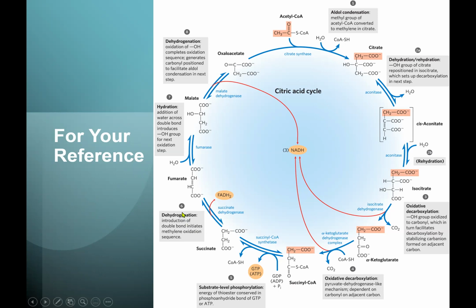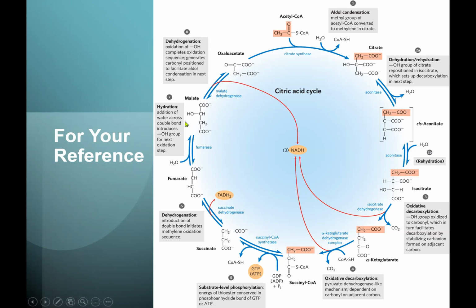We have another dehydrogenation or redox reaction where we generate our next reduced molecule. And then finally, as we go from fumarate to malate, we have pretty much just a rearrangement here through hydration.